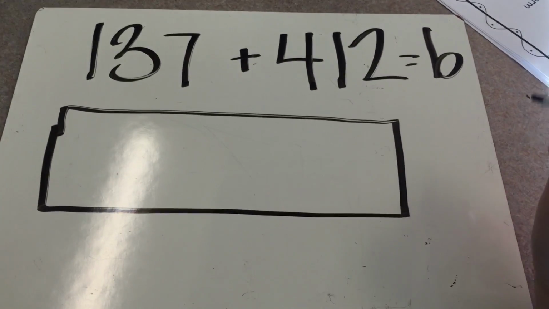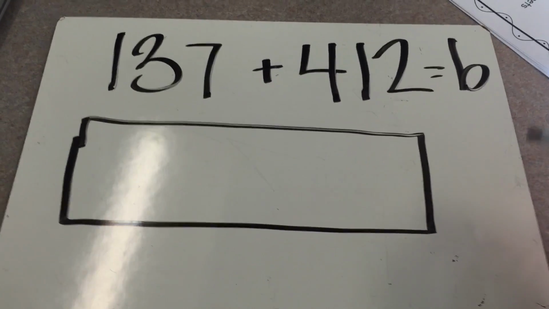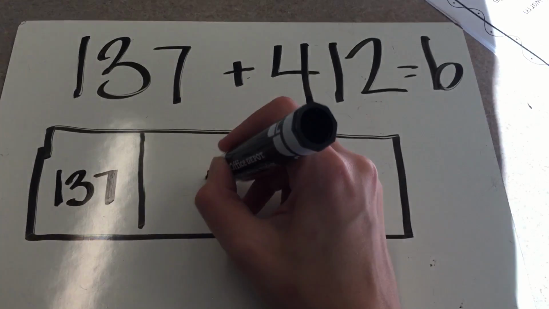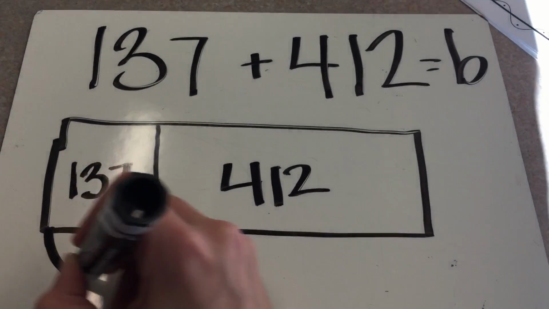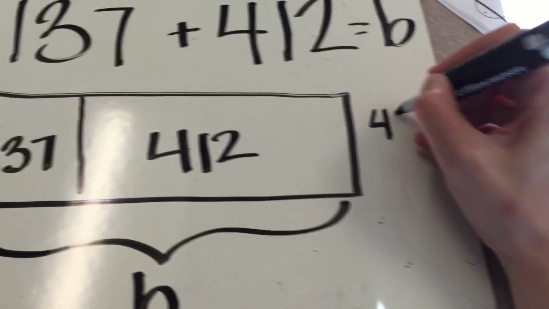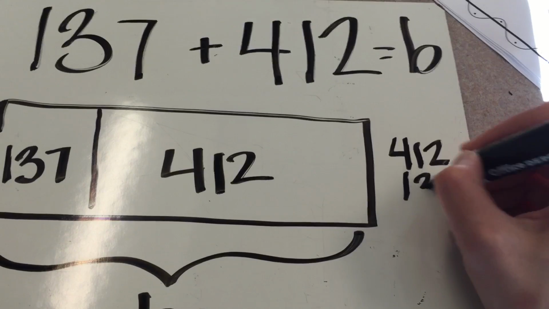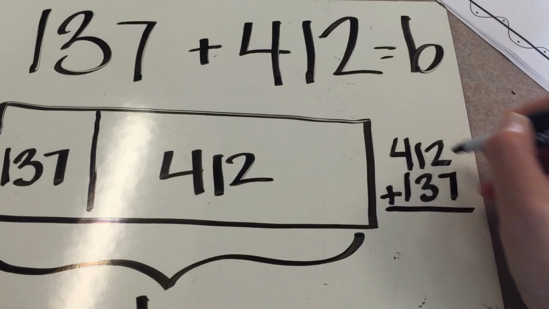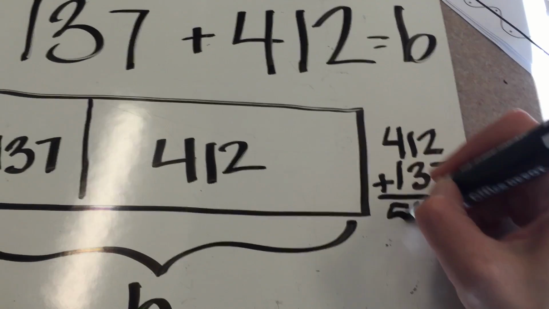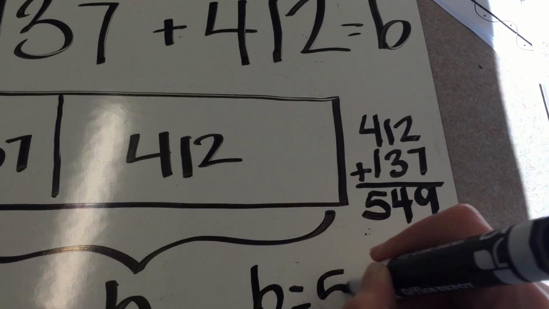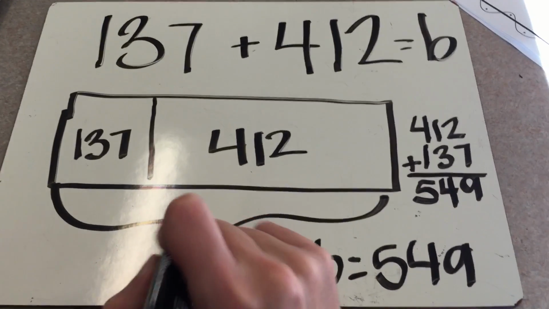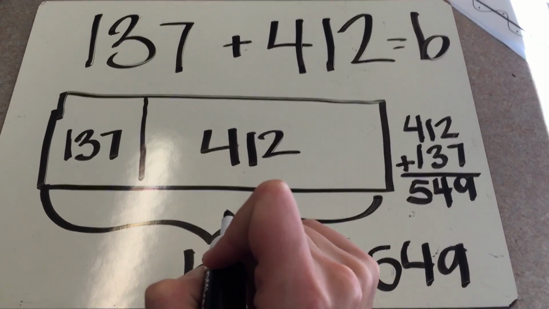Welcome back. Let's see how you did. 137 is a lot less than 412, so I'm going to make that small. 137, 412, and it equals B. And then in order to solve it, I might do my problem over here. 412 plus 137: 2 plus 7 is 9, 1 plus 3 is 4, 4 plus 1 is 5. B equals 549. That's my sum. This is an addition tape diagram.